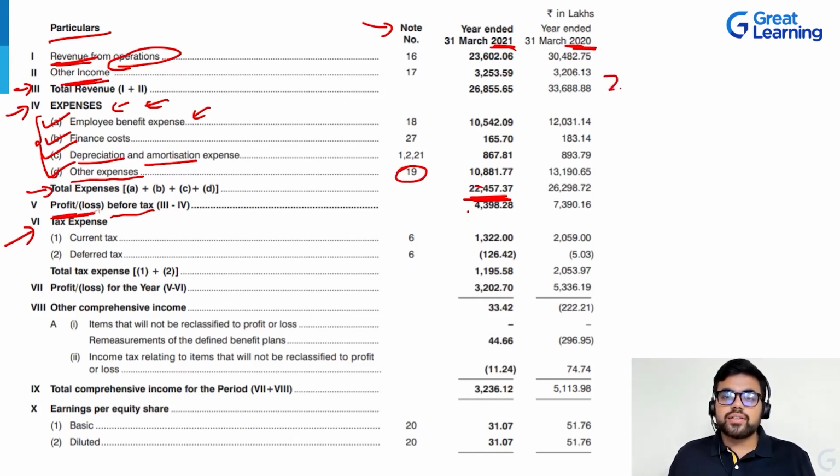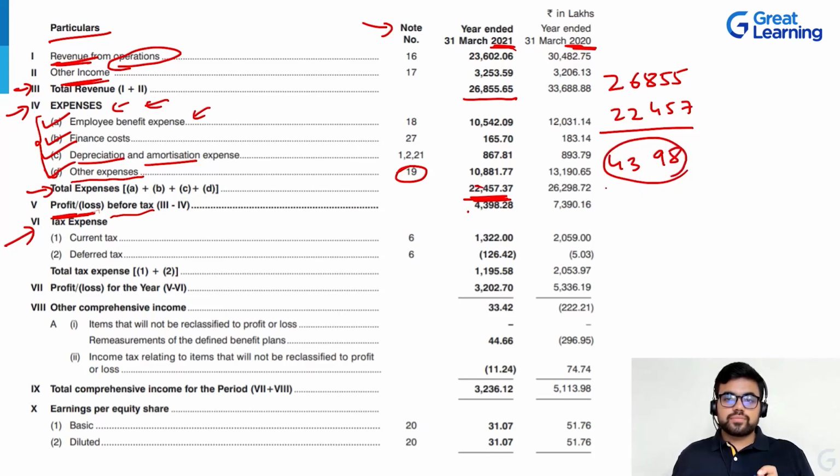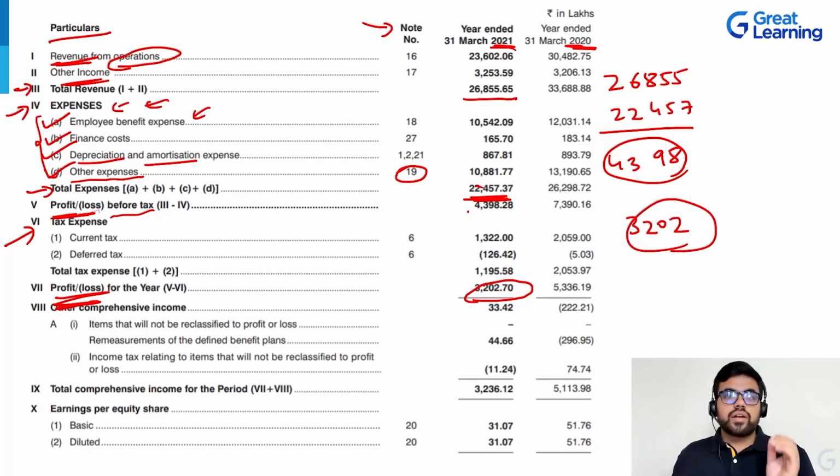So if we subtract the total expenses, that is 22,457, from the total revenue, that is 26,855, we'll get earnings before tax of 4,398. Okay, so this part is earnings before tax, and if we subtract other tax expenditures from it, then we'll get a net profit or loss, which they have calculated as 3,202 lakh rupees. So this is our net income.